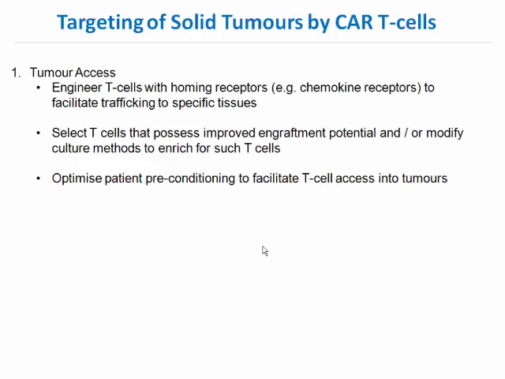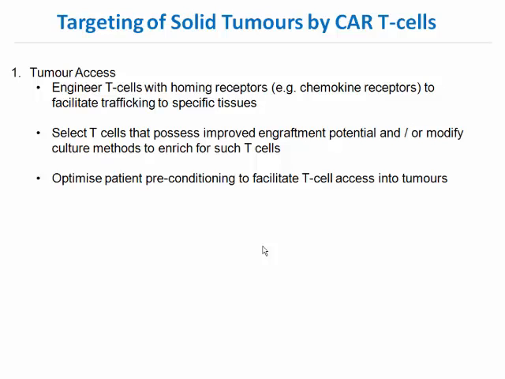So in terms of targeting solid tumours, what sort of things are being done? Well, to aid tumour access, we're now engineering T cells with other factors, including hormone receptors such as chemokine receptors, so we can try to target these T cells based on specific chemokines that may be expressed from particular tumour sites. We're trying to identify T cells that possess improved engraftment potential, or trying to improve the ex vivo methods we're using to grow these T cells.